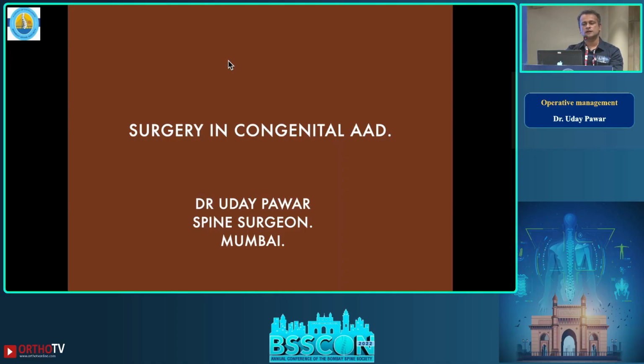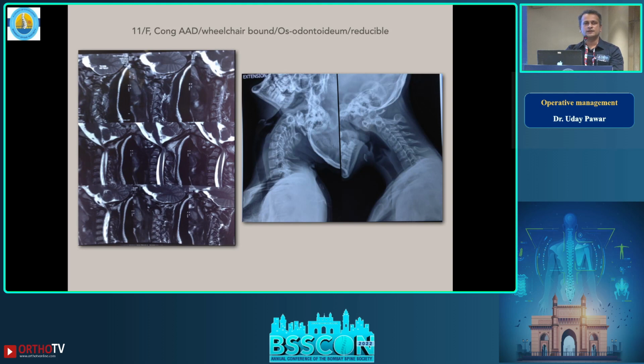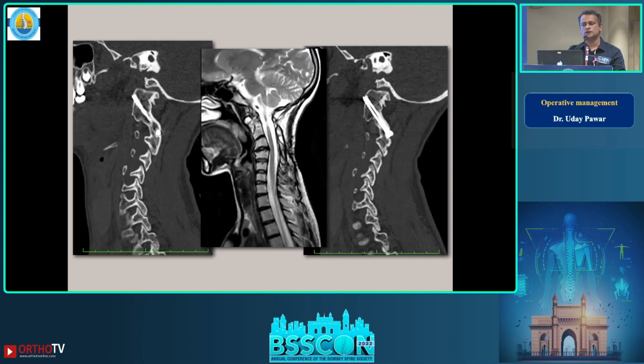Surgery for congenital AAD is either reducible or irreducible. That's all that matters to us. If it's reducible, like this 11-year-old girl who was wheelchair bound with an os odontoideum, quite hyperflexible, it is reducible in hyperextension. You feel very happy about these patients, that you might be able to get a good transarticular screw. And so I got a good transarticular screw, nicely fused patient.